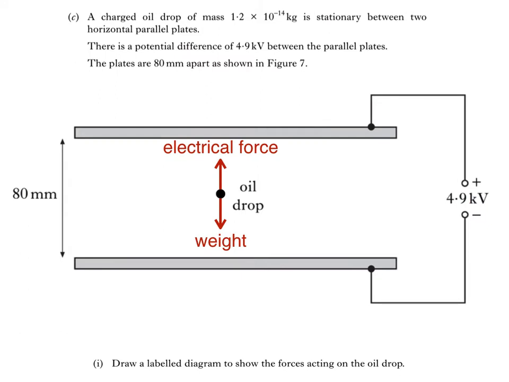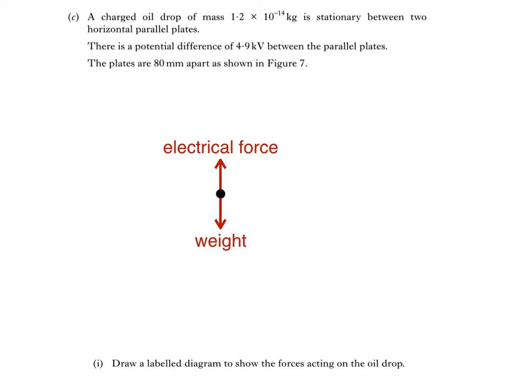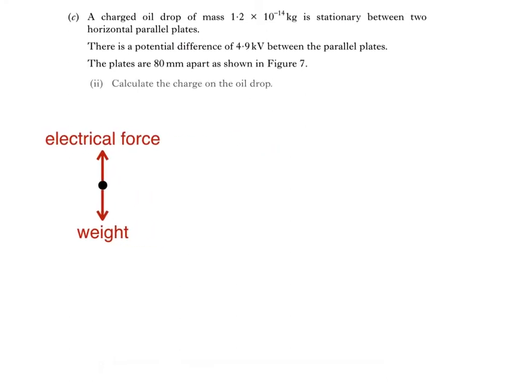The size of this force is varied by altering the potential difference between the plates. So this is how we could draw our diagram. Just remember that the forces are balanced, so the lines should be of the same length. Part C part 2 asks us to calculate the charge on the oil drop.